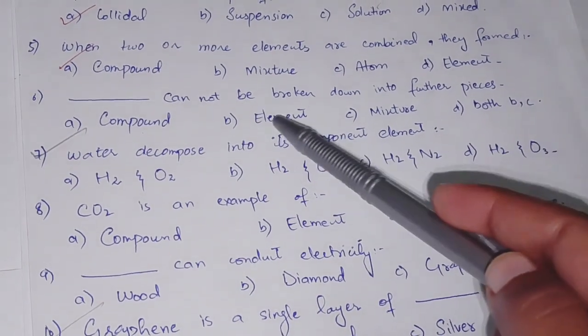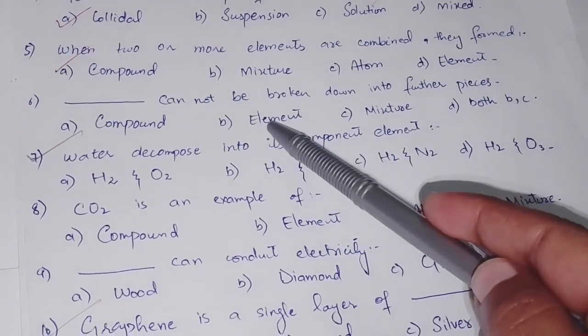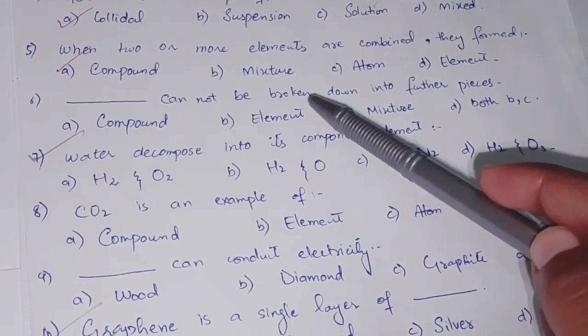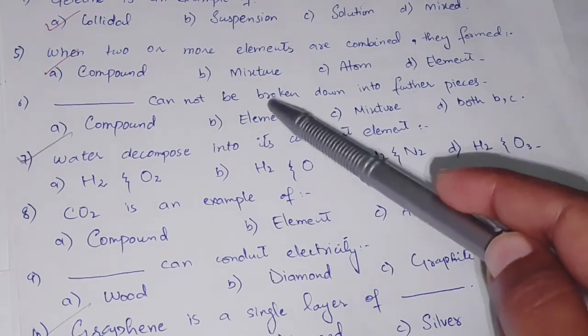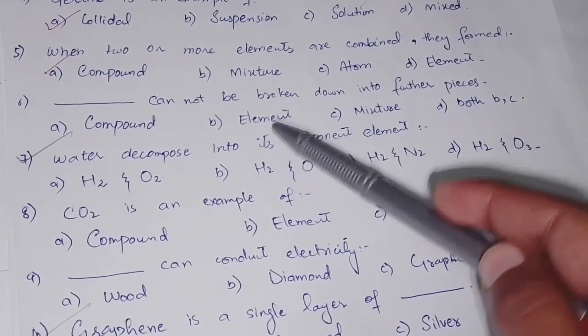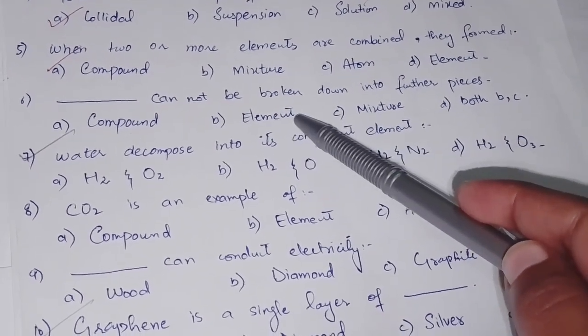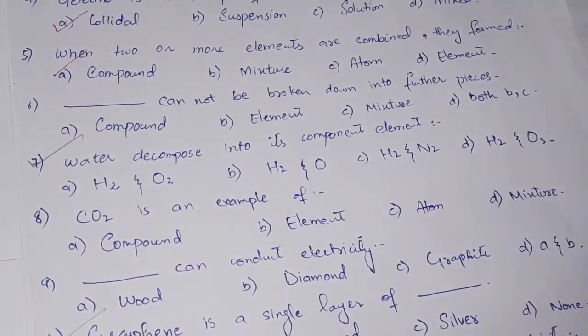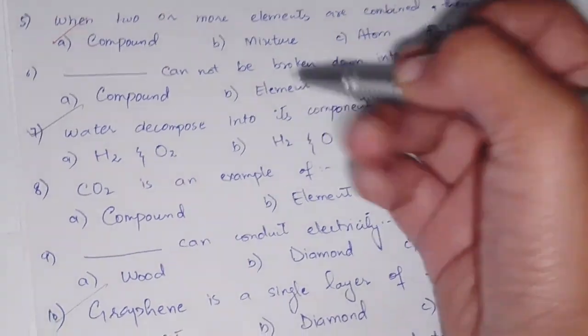The option we have left is option B, which is the element. An element cannot be further broken down, because an element is composed of only one type of atom, so it is not further broken down into pieces. So option B is the correct option.